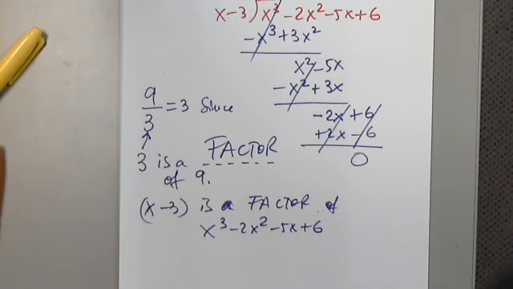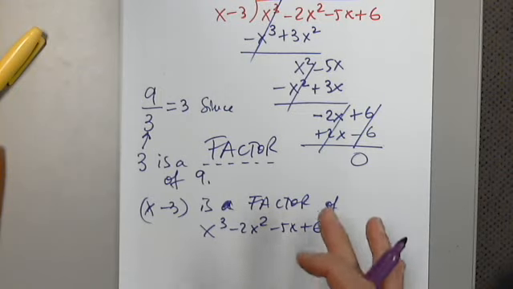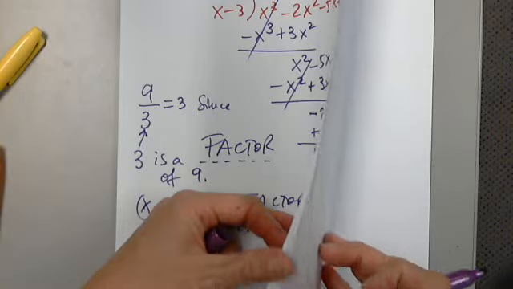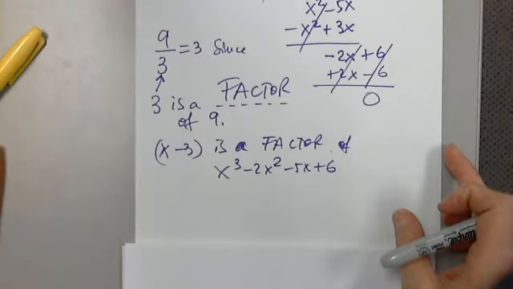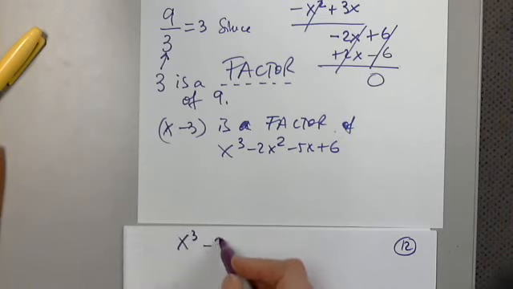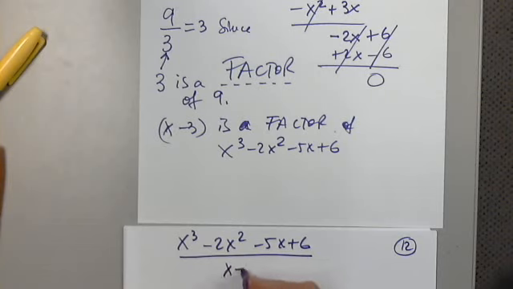Okay? Can we do one where it's missing? Yes. Good point. So let's look at 27. Let's do this one with synthetic division, and then I'll come back. So the same problem with synthetic division: x cubed minus 2x squared minus 5x plus 6 divided by x minus 3.